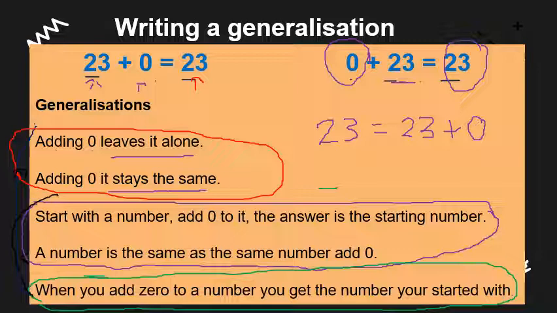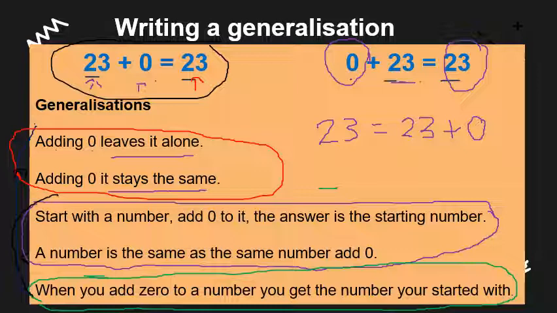So when you're writing your generalization today, it doesn't need to be super long or super complex, but think about if someone comes along and just reads that, and they didn't even have access to the number sentence or the pattern, how could they understand that? How could they interpret that?